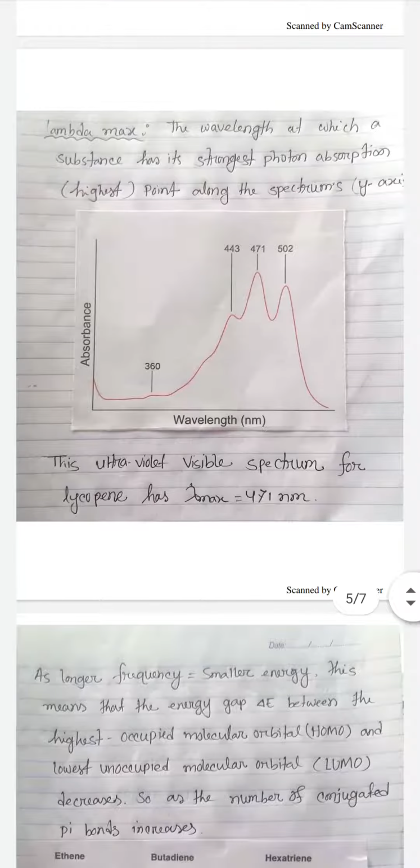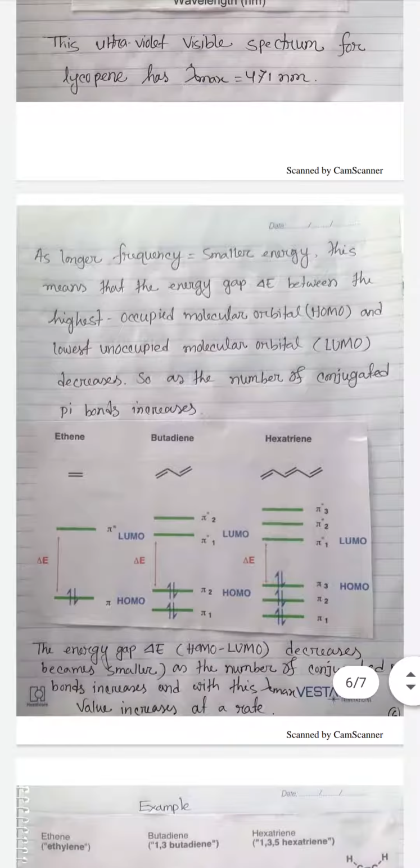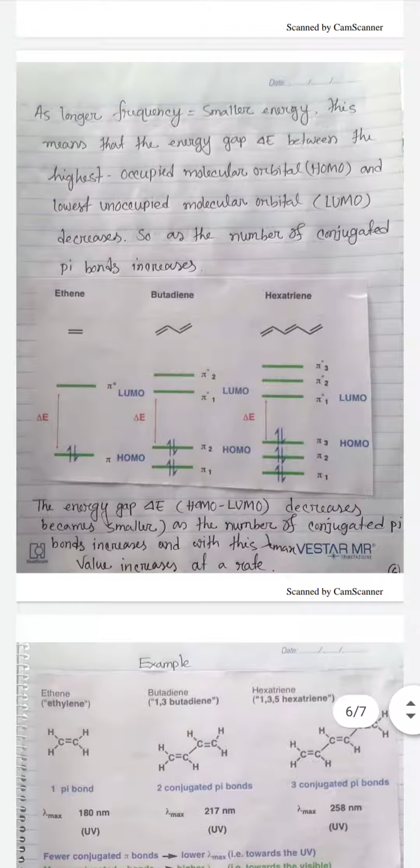What is lambda max? The wavelength at which a substance has its strongest photon absorption point along the spectrum's y-axis. This ultraviolet-visible spectrum for lycopene has a lambda max value of 471 nanometers. A longer wavelength equals smaller energy. This means that the energy gap delta E between the highest occupied molecular orbital, HOMO, and the lowest unoccupied molecular orbital, LUMO, decreases. So as the number of conjugated pi bonds increases, the energy gap delta E becomes smaller, and with this the lambda max value increases as a rule.